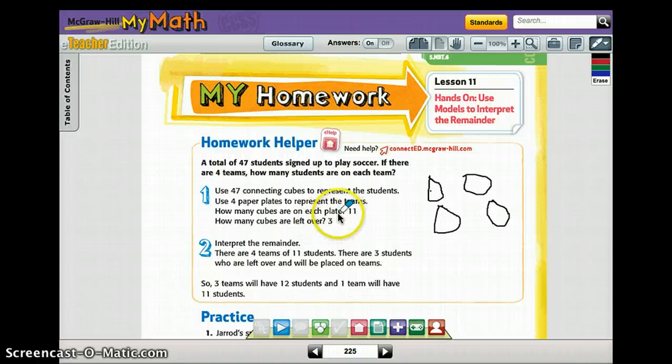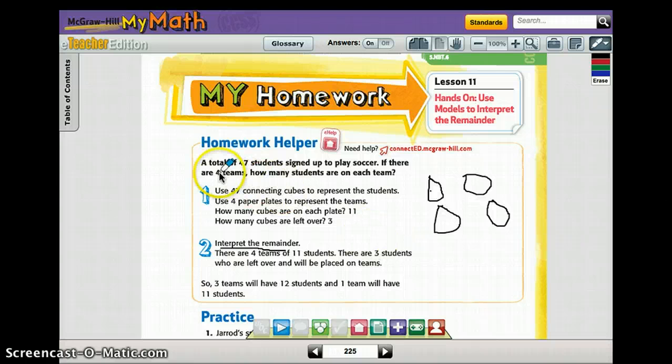So this is where you have to think about what that remainder means. That 3 left over means 3 students don't get to be on a team. So what do we do with that? We have to interpret the remainder. There are 4 teams of 11 students, and there are 3 students who are left over that will be placed on teams. So what could you do with that realistically?